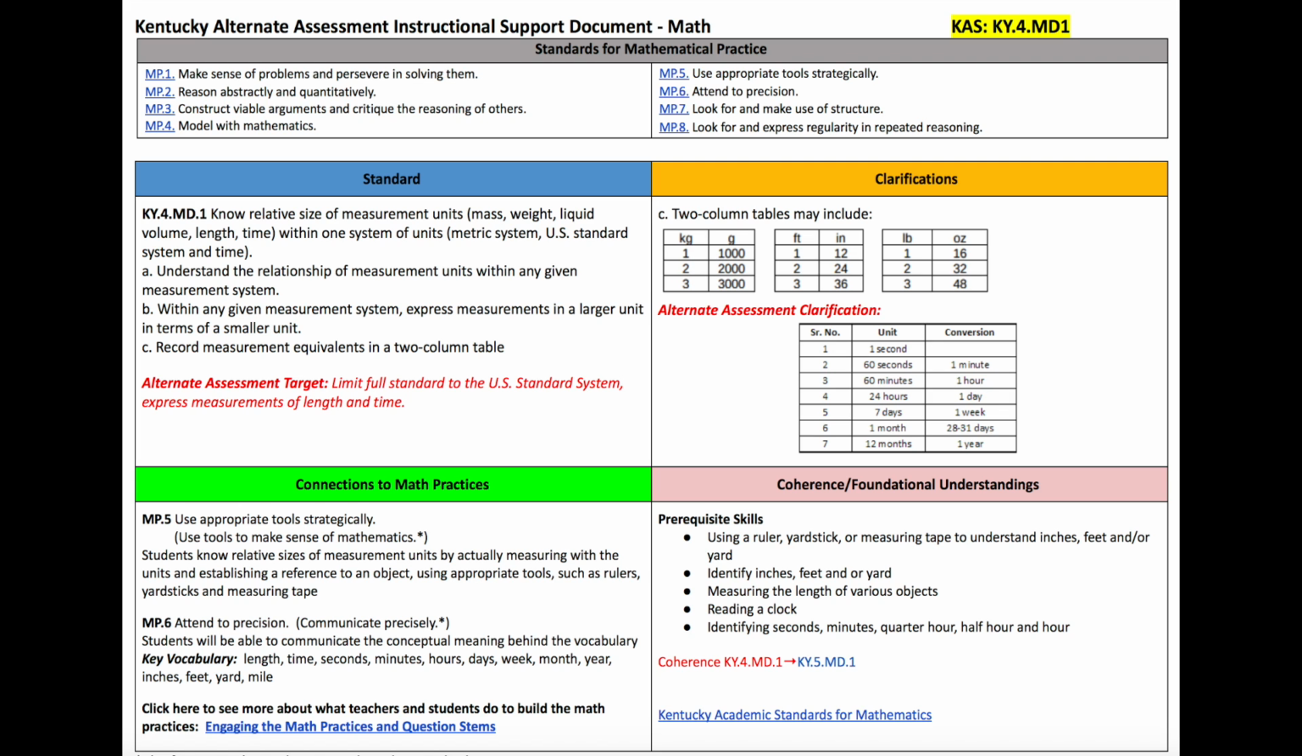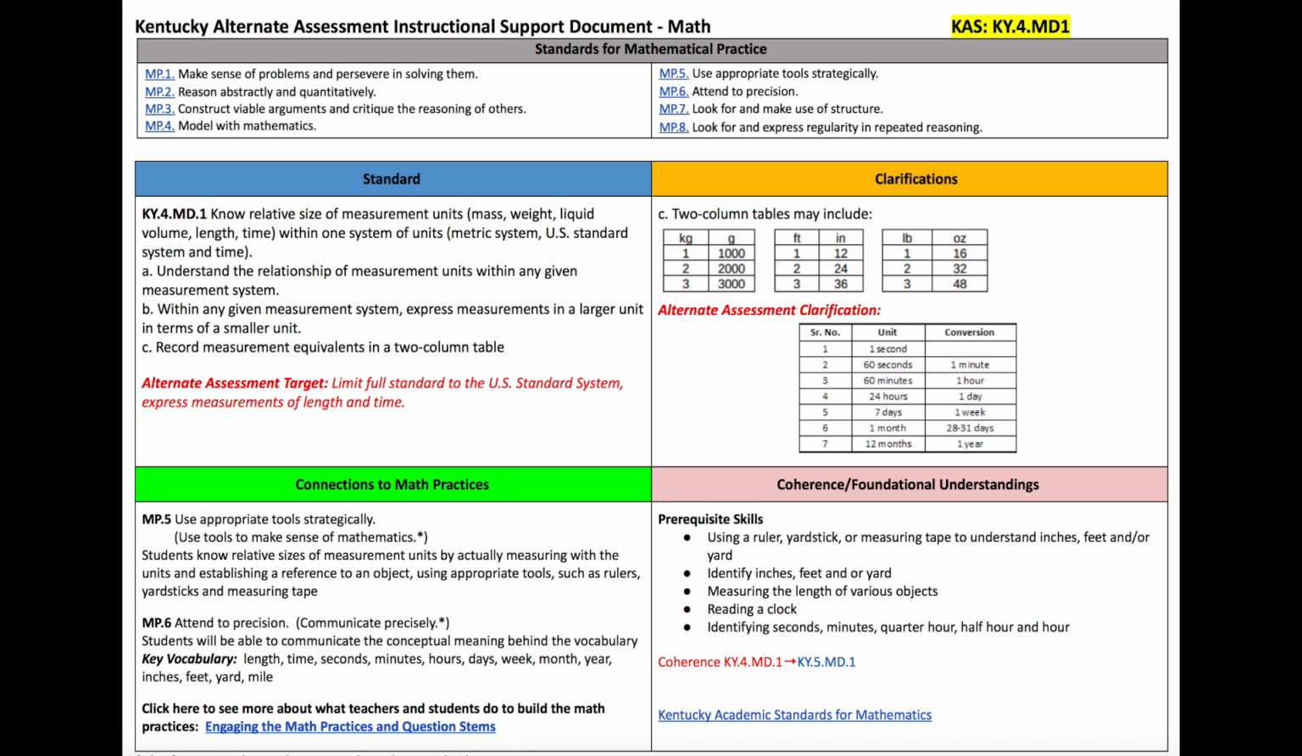converting. So I highly, highly recommend that you have some anchor charts in your room. Anchor charts for the kids. And what I mean by an anchor chart is a chart that's showing, as you can see here under the clarifications, feet and inches. That 1 foot has 12 inches in it, 2 feet has 24 inches, 3 feet has 36 inches. Same thing with your pounds. 1 pound, 16 ounces, 2 pounds, 32 ounces, 3 pounds, 48 ounces. The kids need these things. They need to see them. Over here with time.